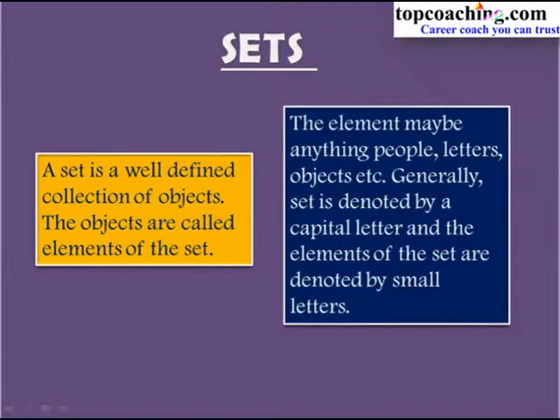Now these elements could be anything. They could be people, letters, objects and so on. Generally, a set is denoted by a capital letter and the elements of the set are denoted by small letters. So, whenever we are to denote a set, we denote the set by a capital letter. And whenever we are to denote the elements of the set, we denote them by small letters. So a set is a collection of objects and these objects are known as the elements of the set.